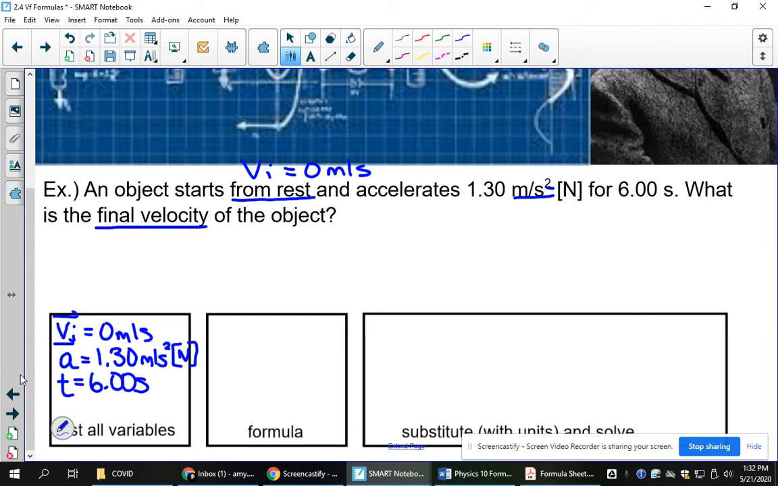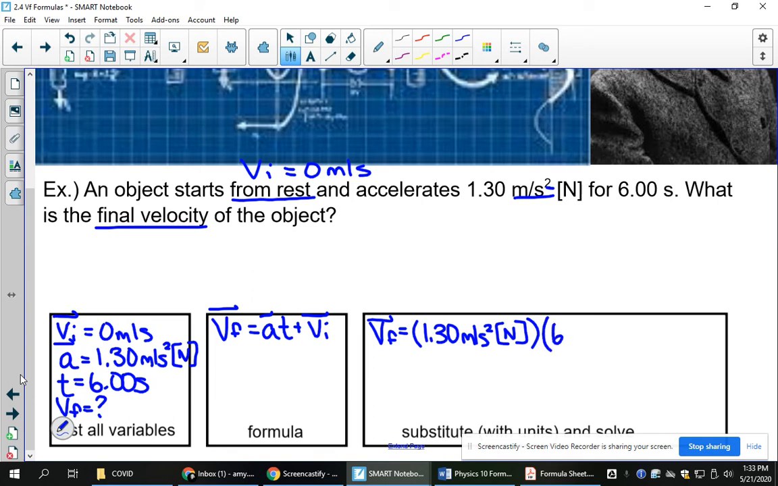And what we're looking for is VF. This is the same formula as the last question because we're looking for the same thing. But I'm going to put vector arrows on all of the speeds and acceleration because they're actually velocities with a direction. I'm now going to sub in everything I know. Acceleration, 1.30 meters per second squared north.